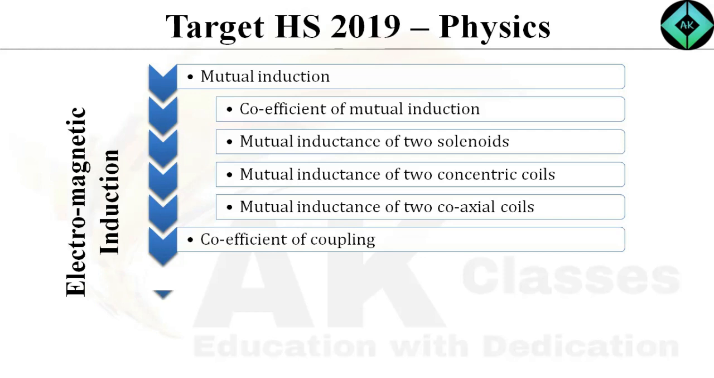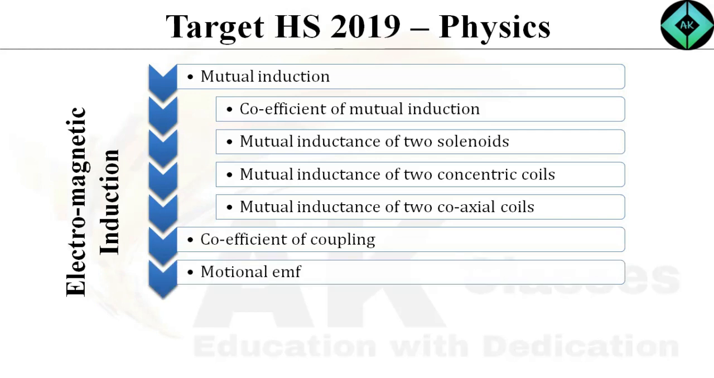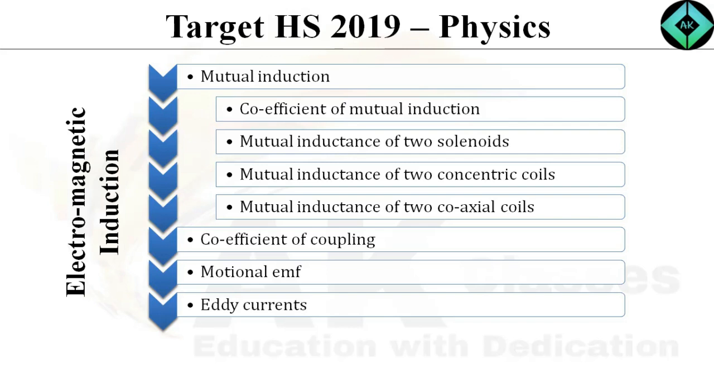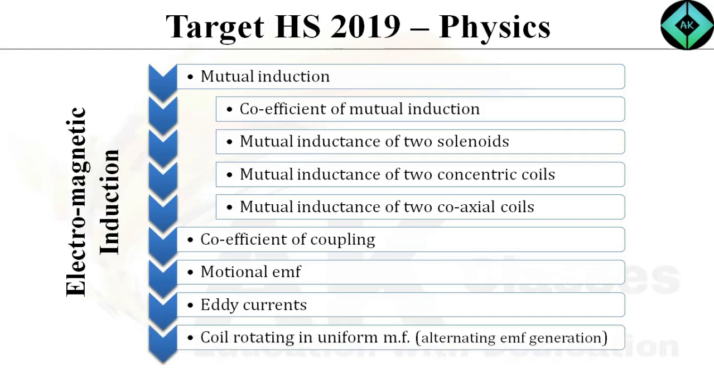The next topic is motional EMF, one of the most likely topic from which conceptual questions might be set in the examination. Then you have eddy currents and their applications. Remember that eddy currents are produced only in solid block conductors and not in coils. The last topic in this unit is coil rotating in a uniform magnetic field.